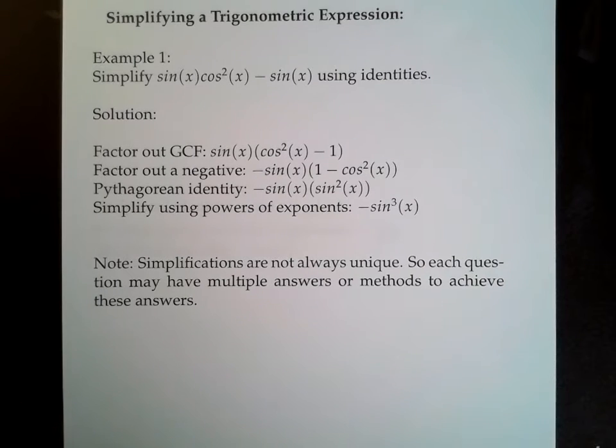So now let's talk about simplifying a trigonometric expression. So let's say that we have sine of x times cosine squared of x minus sine of x. I want to simplify this.